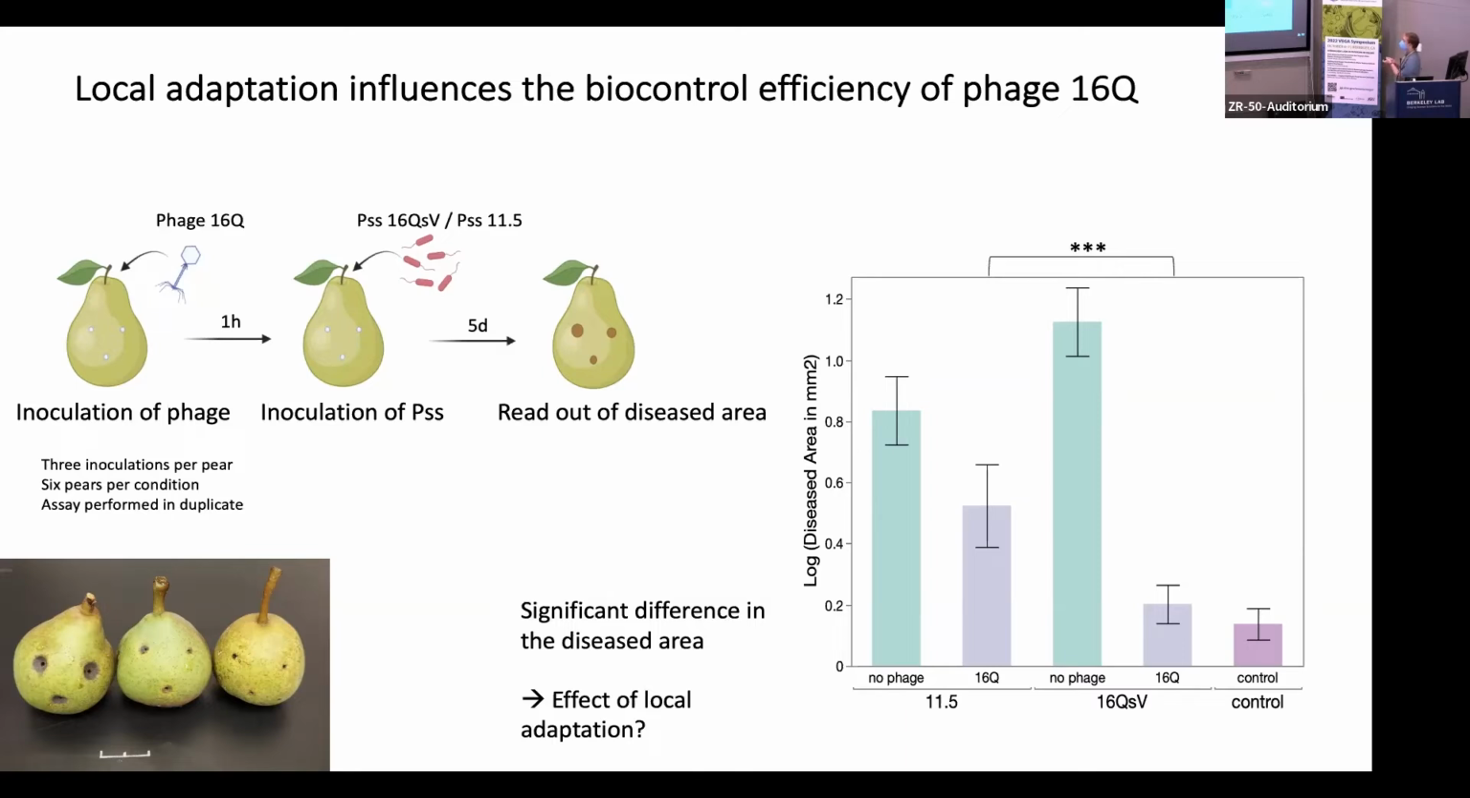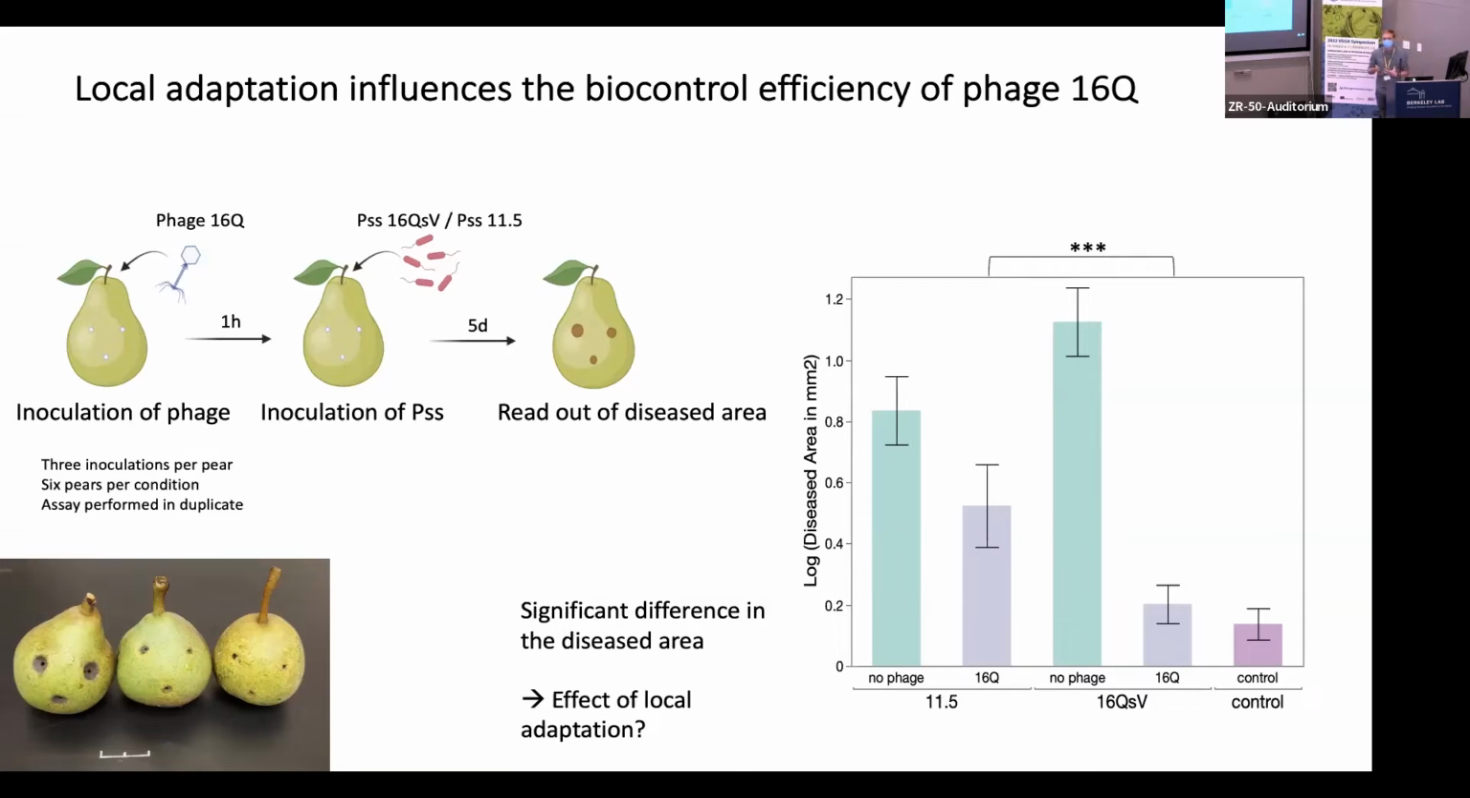If we add no phages into the system, we see that we have a nice infection going on for both 11.5 and 16Q5. And if we then add our phages, we see that we have a significant disease reduction for both the disease caused by 11.5 and 16Q5. But what was striking to see is that there is actually a really big difference between the disease reduction within our sympatric system compared to our allopatric system.